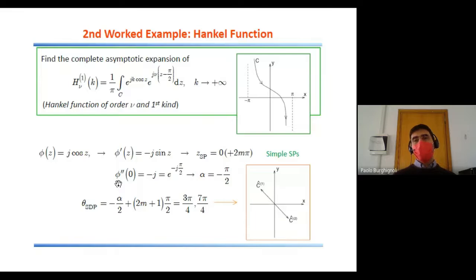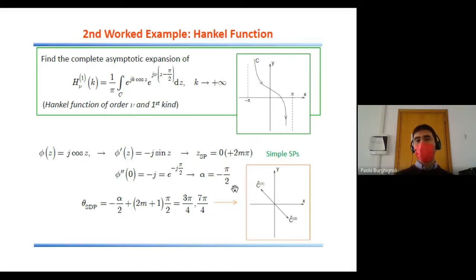This is a simple saddle point because the second derivative is different from 0, and in particular, the second derivative would be equal to minus j cosine of z, that at the origin is given by the constant minus j. In polar form, minus j can be written as e to the minus j pi over 2, so the parameter alpha, that is the argument of the second derivative at the saddle point, is given by minus pi over 2.